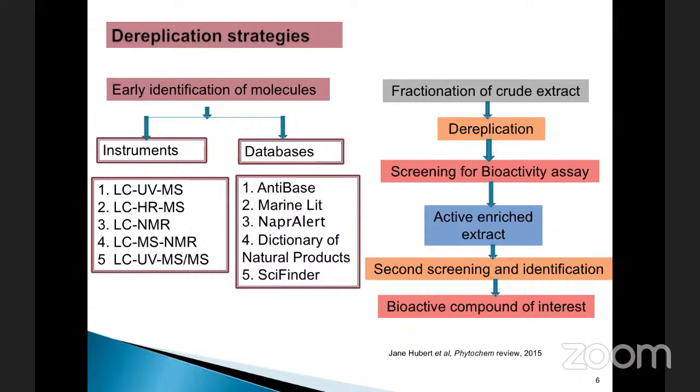I know the accurate mass also: 371.3251. Now I need to find out if any compound with this information is already reported and is there in the Dictionary of Natural Products or not. If it is a hardbound book, it will take a lot of time to find out.